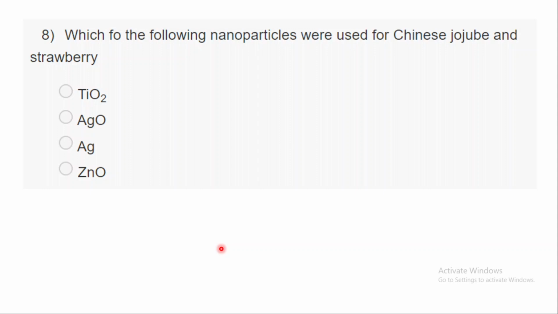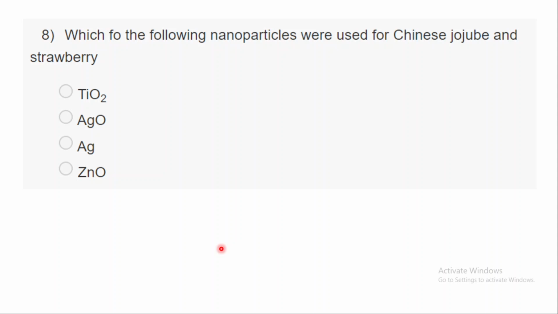Question number 8. Which of the following nanoparticles were used for Chinese jujube and strawberry? So this is a memory based question. You can only answer this if you have any knowledge of application of nanoparticles in food storage. So I'll give you a hint. This is for food storage or increasing the life or quality of these foods.